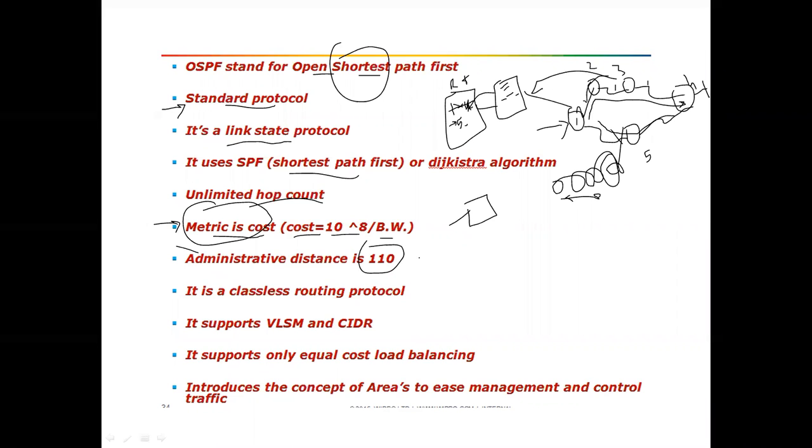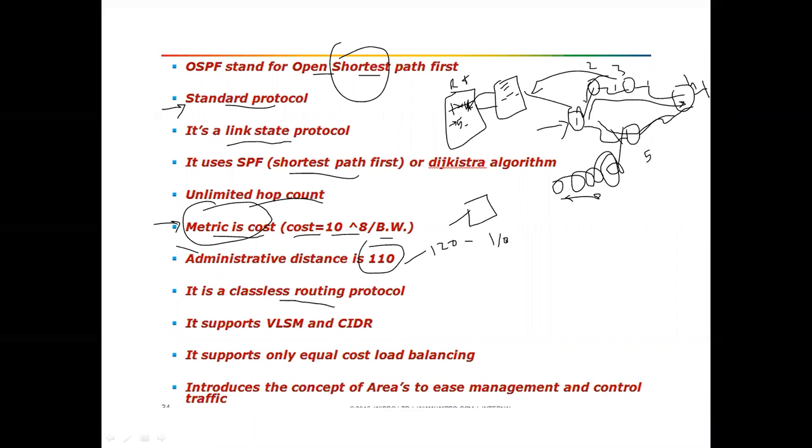Can you answer me? RIP administrative distance was first. 120. Exactly, 120. And static default? 1 and 0. Exactly, 1 and 0.